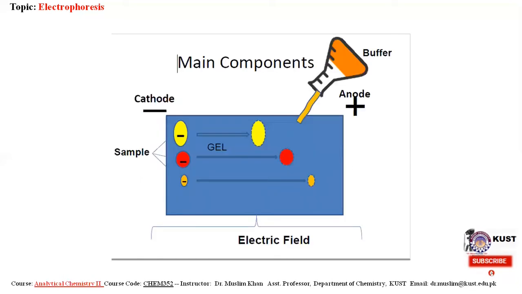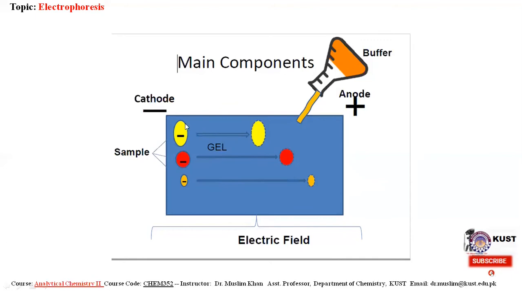Let's say these are negatively charged molecules having different masses. This is the cathode and this is the anode. You know that the cathode is negatively charged and the anode is positively charged. You put a sample here, you apply an electric field, and you pour the buffer solution in. So this is a medium. These are negatively charged, so definitely these molecules will go towards the positively charged anode.